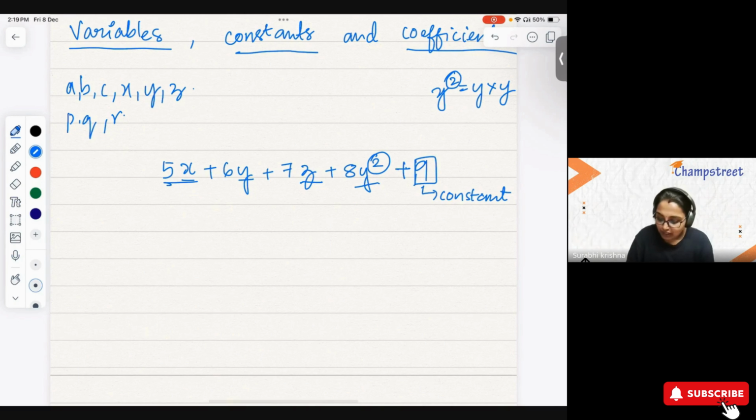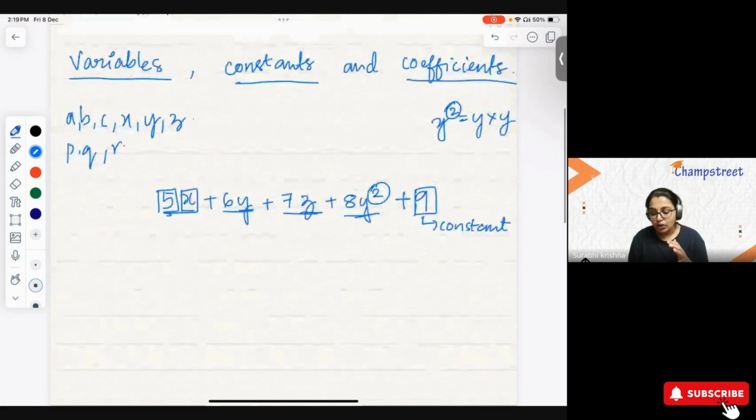Here 5x is one term, 6y is one term, 7z is one term, and 8y square is another term. So whenever we change the value of the variable, the value of each term also changes, right? Also here, there is a numerical part and there is a variable part in each term. The numerical part of it is called the coefficient. Coefficient of x is what? 5. Similarly, coefficient of y is 6, and z is 7. Coefficient of y square is 8. I hope you're getting this point.